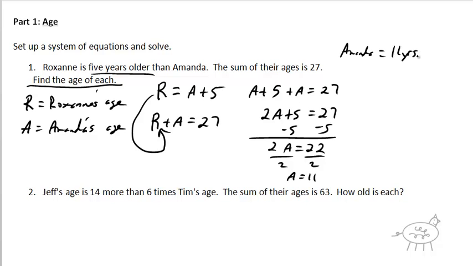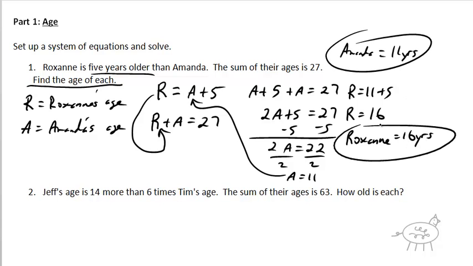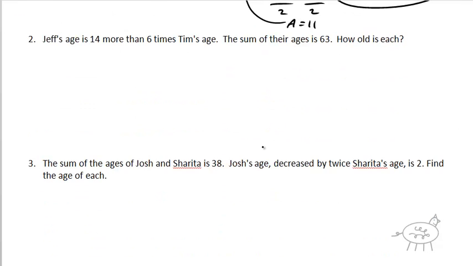And then to find out Roxanne, of course, we just plug that into the equation we solved. So R equals 11, which is A, plus 5. So Roxanne is 16. Okay, so those are your two answers. All right, sweet. Okay, let's keep going here.